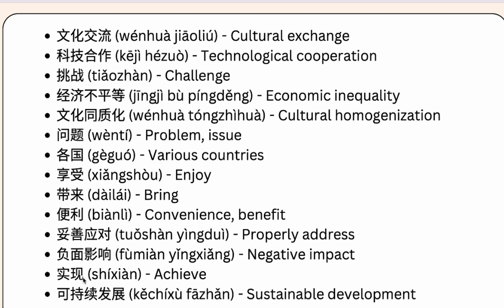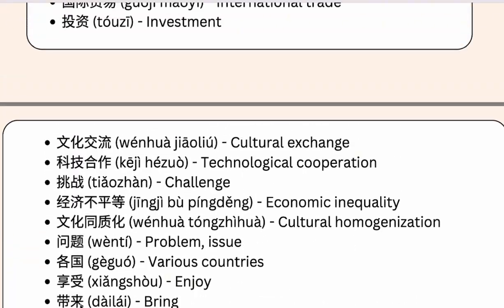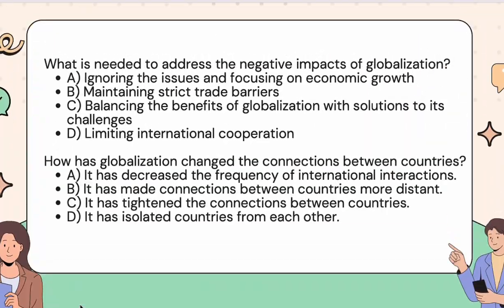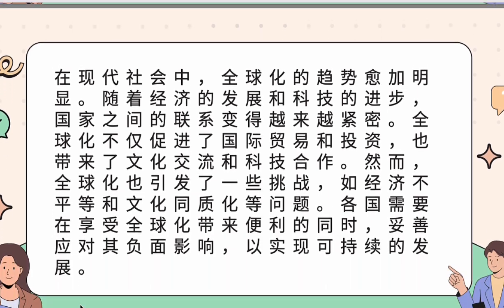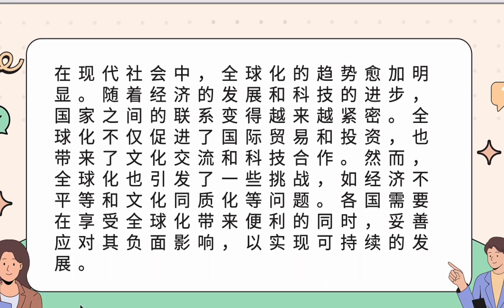实现. Next one, 可持续发展. So 可持续: 可 is be able to, 持续 is continue, 发展 is development. So 可持续发展 is sustainable development. Okay, so these are the key vocabularies. So now let's go back to the paragraph. I'm gonna read it, and let's go over what it means.